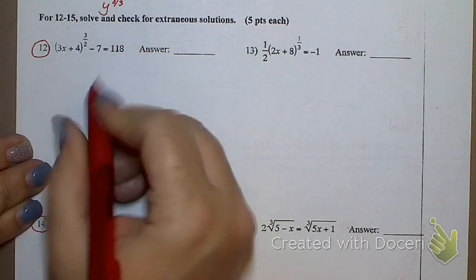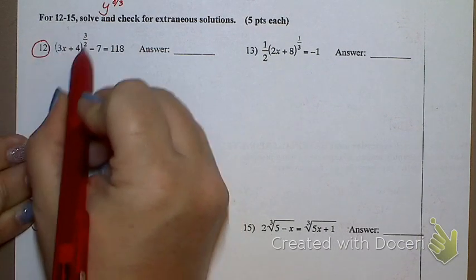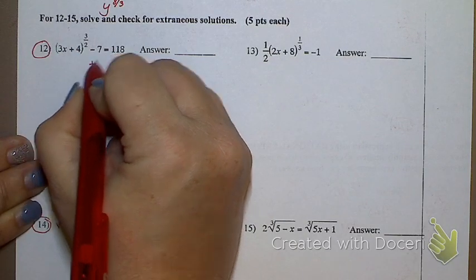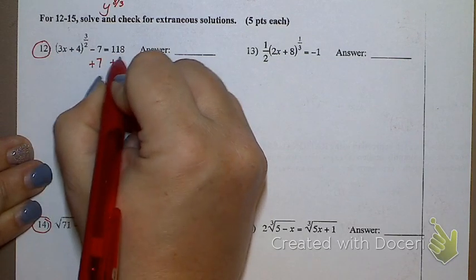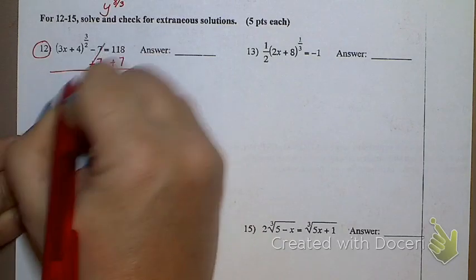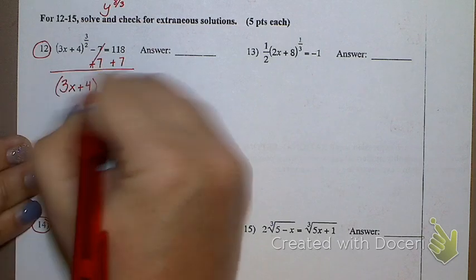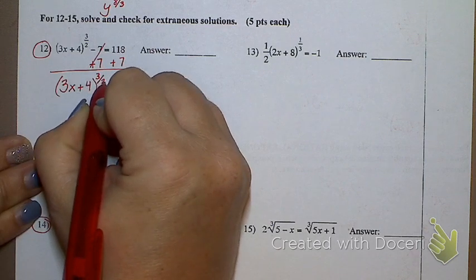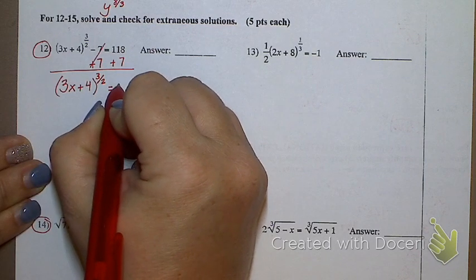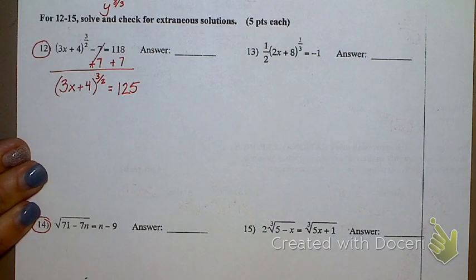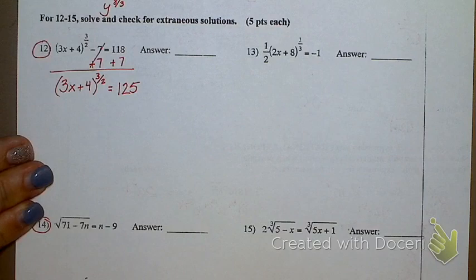I need to get that thing with the exponent by itself. So what do I need to do? Add 7, because I need it by itself. That leaves me with 3x plus 4 to the 3/2 power equals what? 125. Now that thing with the exponent is by itself.